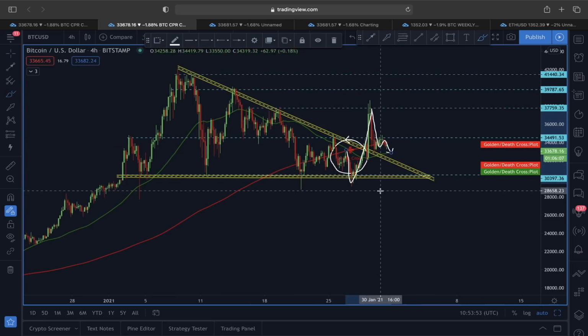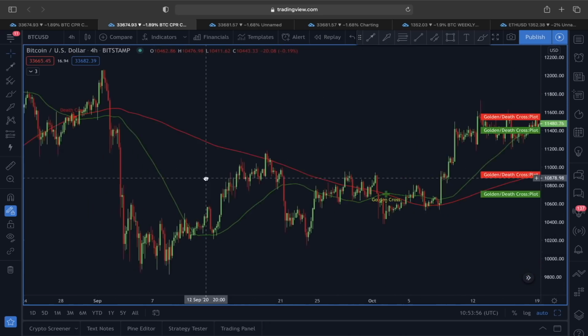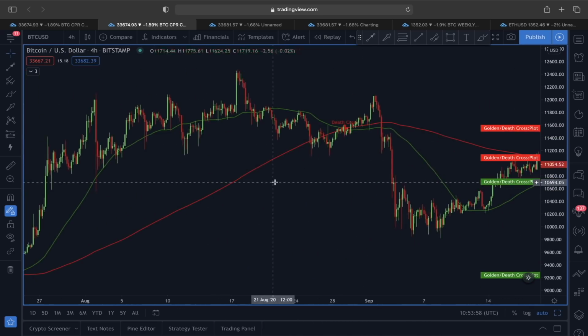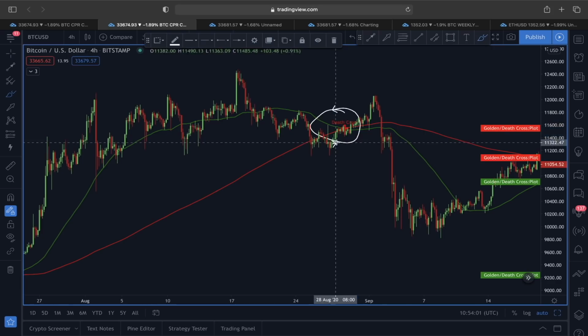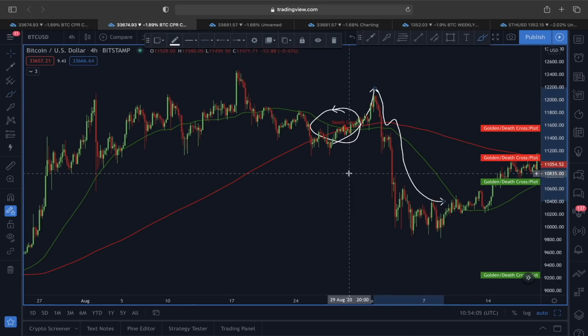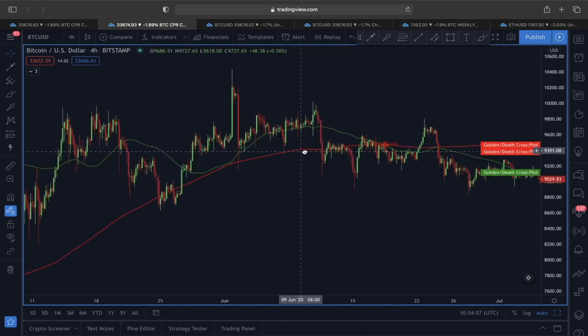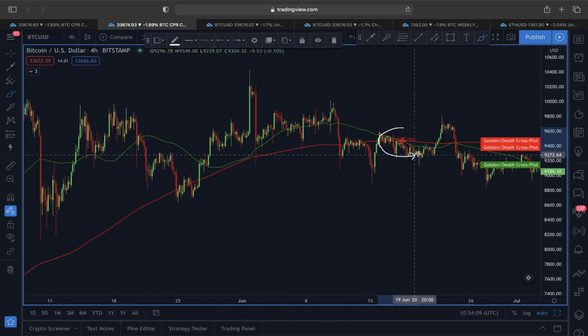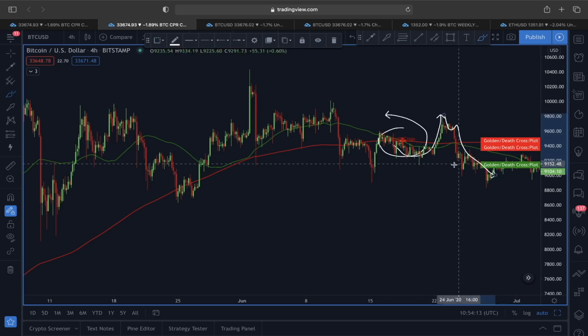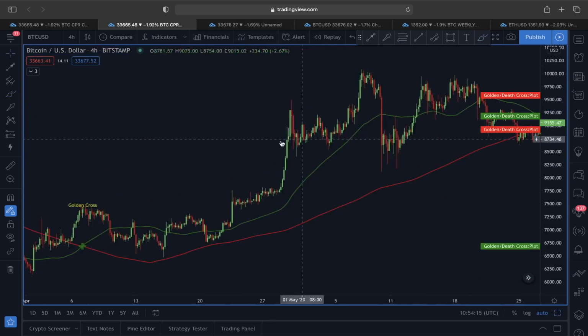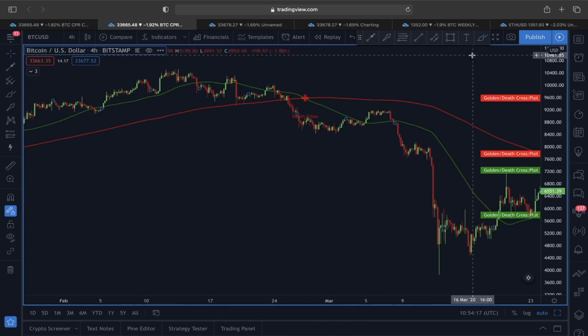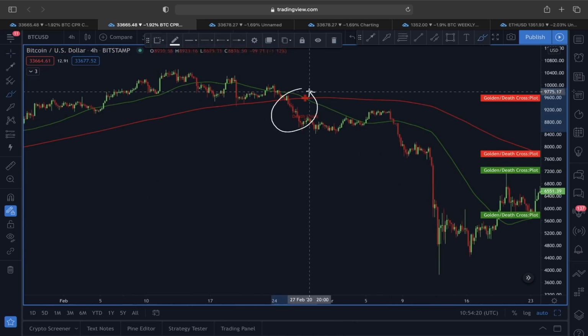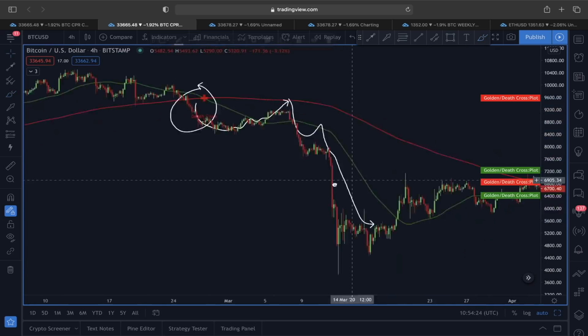So what is happening? If you look at this previous example of a golden cross and dead cross, after this dead cross, price also headed in an upper direction, but then a correction followed right after that. You can see another example of a dead cross: after it, price headed in an upper direction, and after that a pullback occurred. Now let's go backwards to see another example. After this dead cross, price did head in an upper direction, and after that a correction followed.